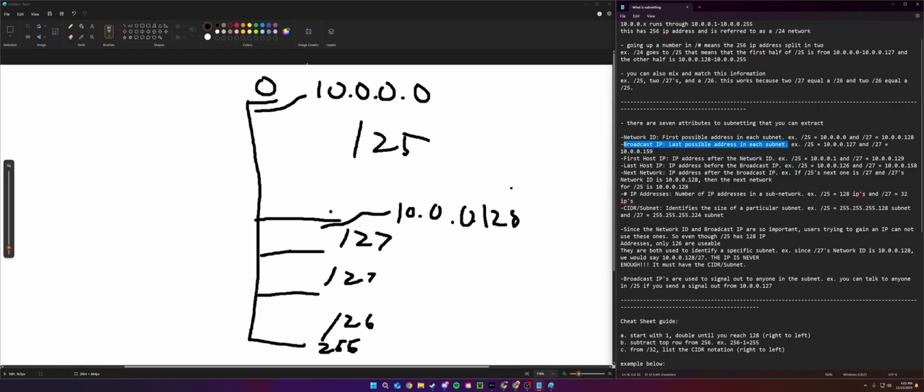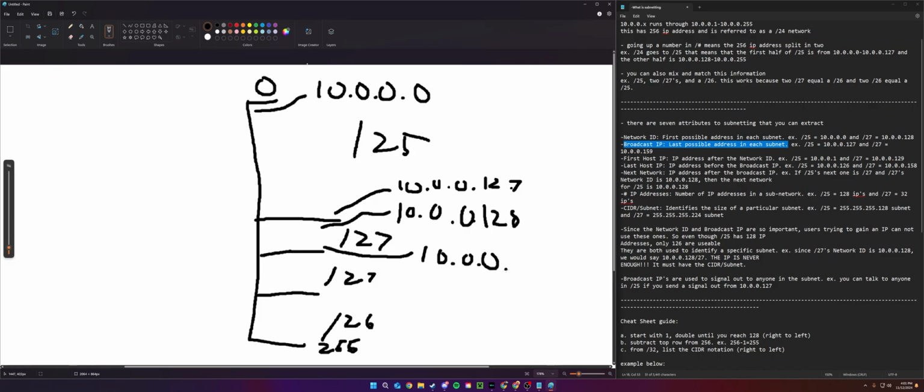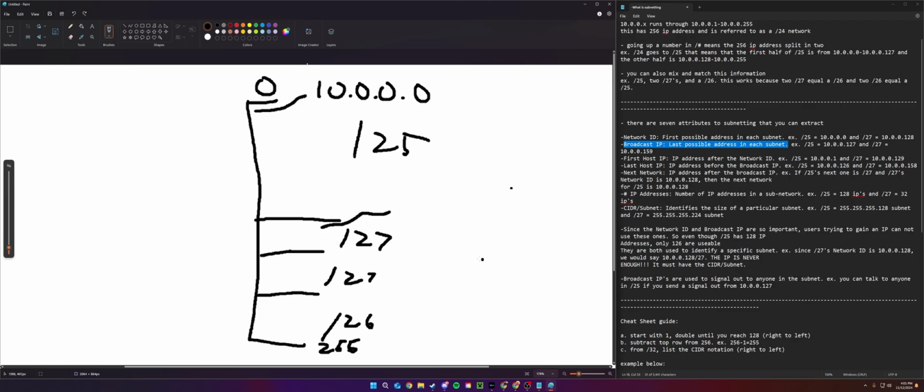The broadcast IP here is the last possible address for each subnet. So for /25, it would be basically the one right before /27, so it'd be 10.0.0.127 right here before it reaches /27. And then for this one, it would be 10.0.0.159. I'll clear this up a little bit.